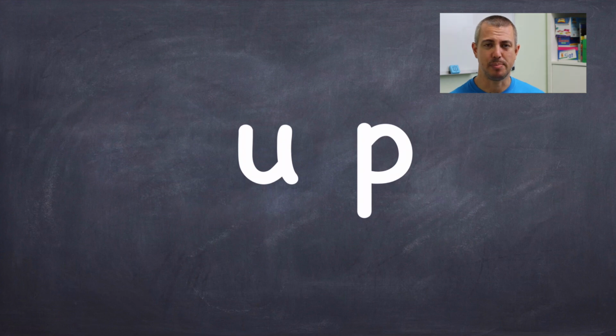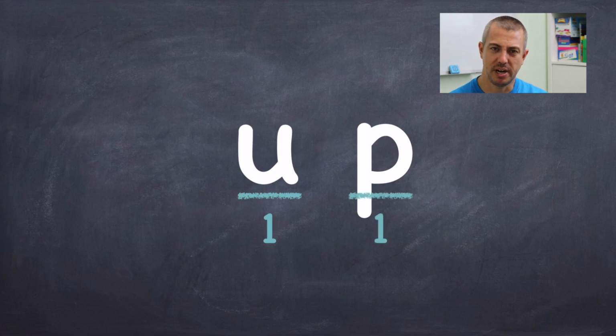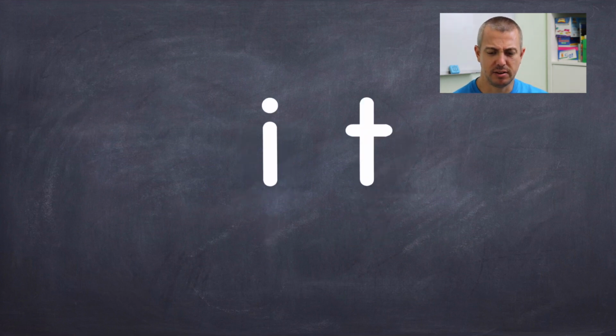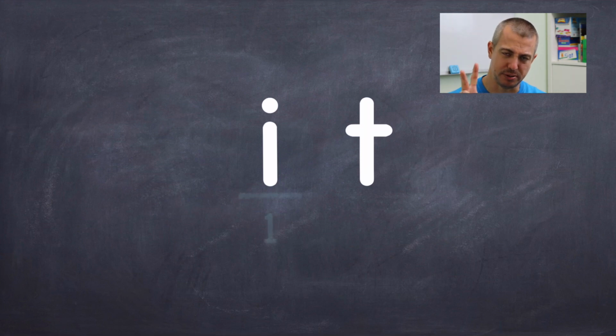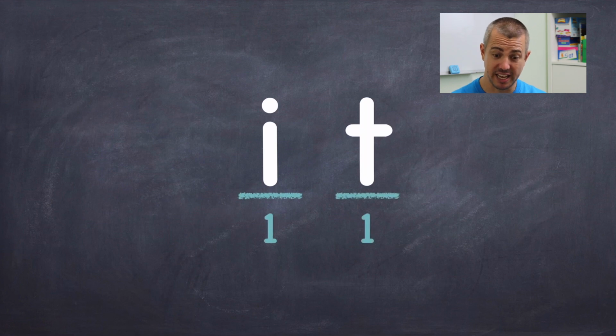Next, we have the word up. For up, it's broken into two sounds, right? After that, now we have the word it. And in it, what we're going to do is we are going to break it again into two sounds. It's a vowel consonant. I, t.